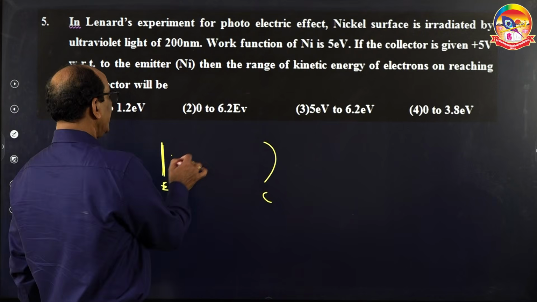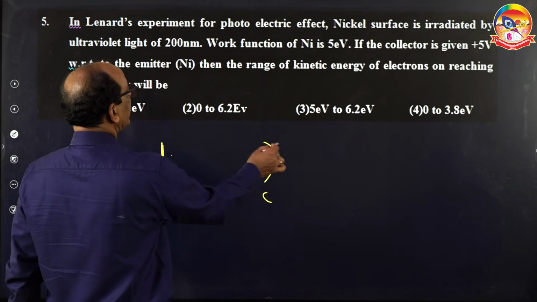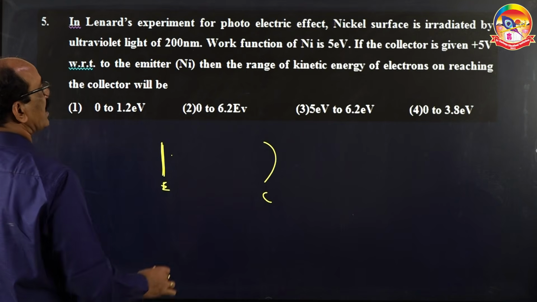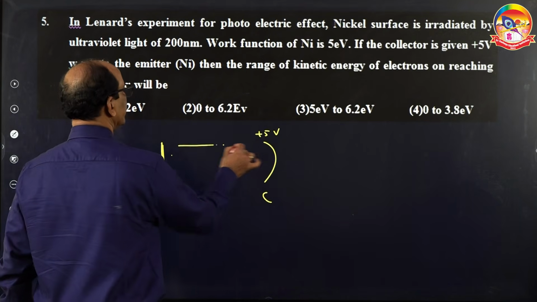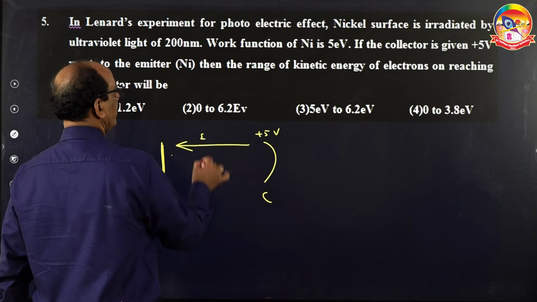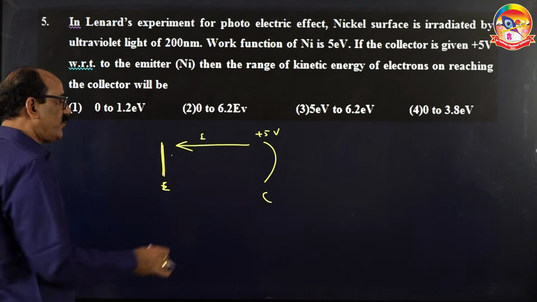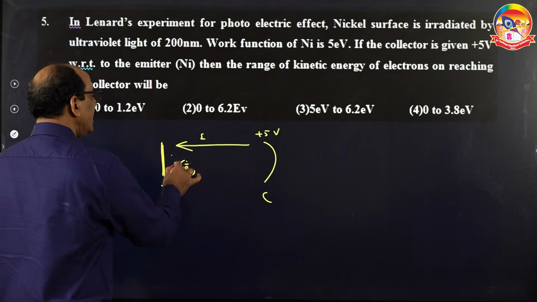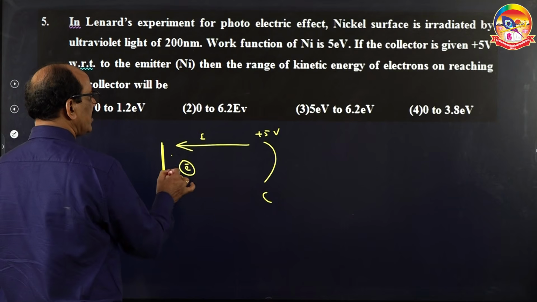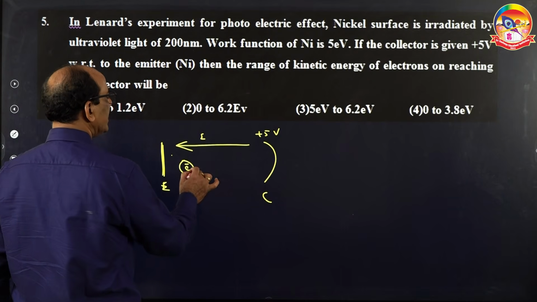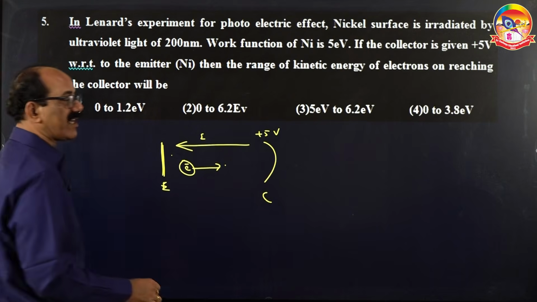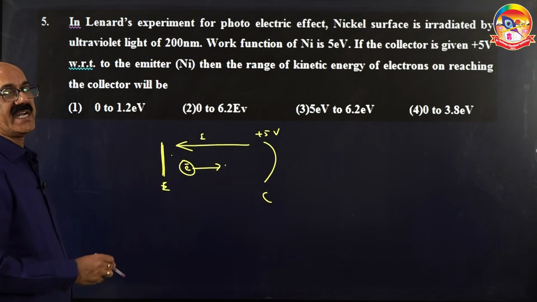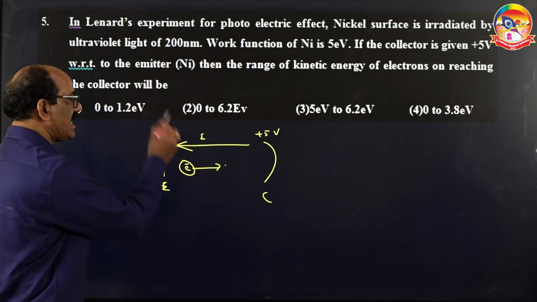But here, because this nickel is given a positive potential of plus 5 volt with respect to the emitter, there is an electric field in this direction from collector to emitter. The photoelectrons emitted experience force opposite to the direction of the electric field. Therefore, they get accelerated by the electric field, so there is some additional energy gained because of the work done by the electric field.